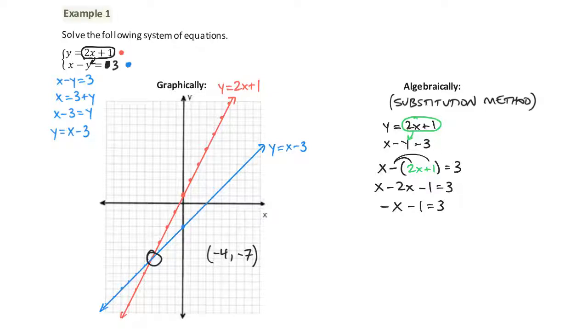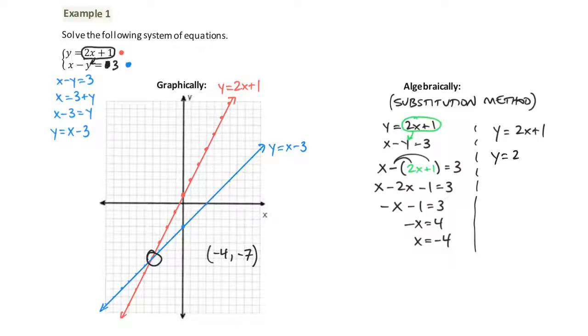Add 1 to both sides. Negative x equals 4. Divide by negative 1. X equals negative 4. Notice that the value that I got for x matches the one that I got when I was graphing. Now I have to solve for y too. No big deal. Let me go back. We know that y is 2x plus 1. So if I take my value of x and plug it in here, then I should be able to figure out what y is.